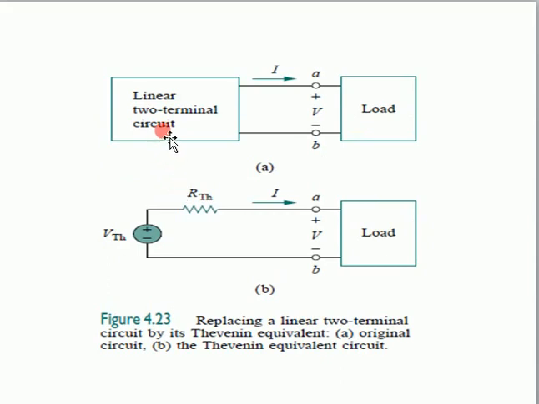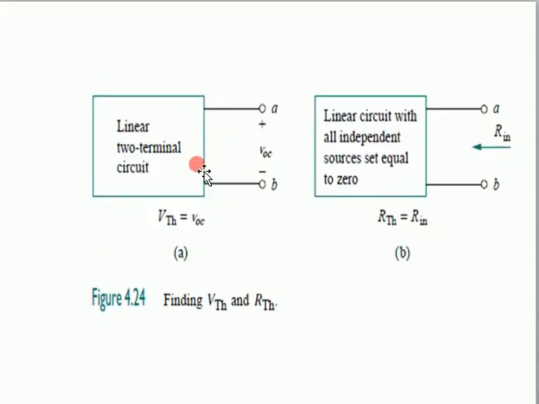Here you see this, here is the linear two-terminal circuit and here is the load, and in this figure the linear two-terminal circuit is here but the load is not here. Second thing, by doing this we will find the voltage V Thevenin, and that is the voltage at these open terminals. At these AB terminals we have the open circuit voltage, and that open circuit voltage is equal to the Thevenin voltage.